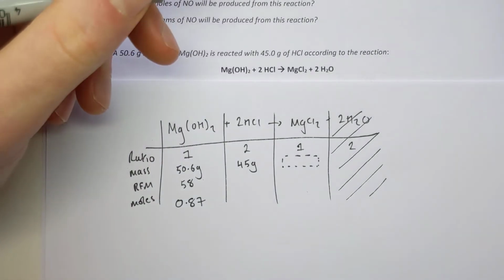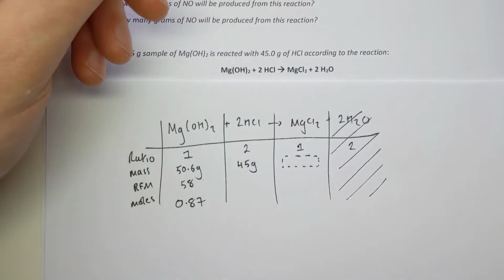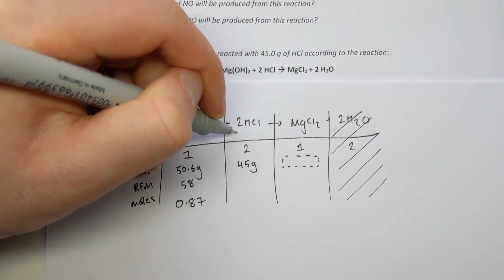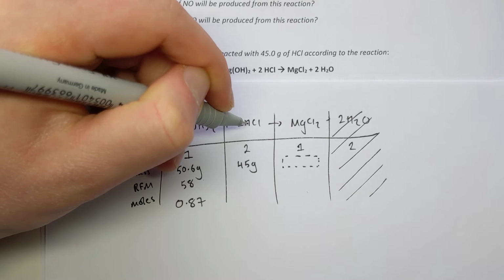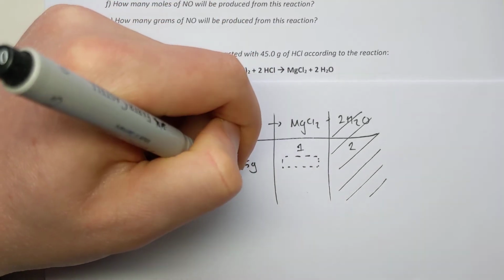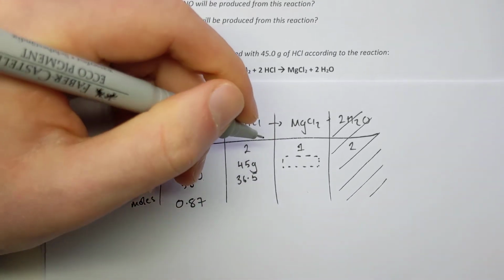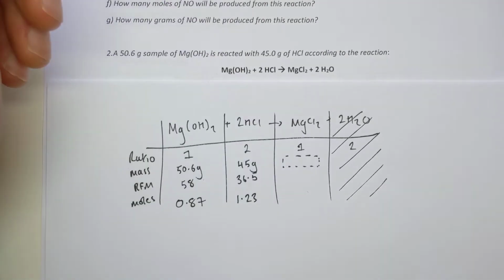Going to do the same thing for my HCl. 45 grams divided by the RFM of HCl. Now be careful, obviously, the big number here is only for balancing, for the ratio. It's not part of the formula. So the formula is just 1 H and 1 Cl. So that's 1 plus 35.5, which is 36.5. So if I do moles equals mass over RFM, 45 divided by 36.5 ends up being 1.23 moles.